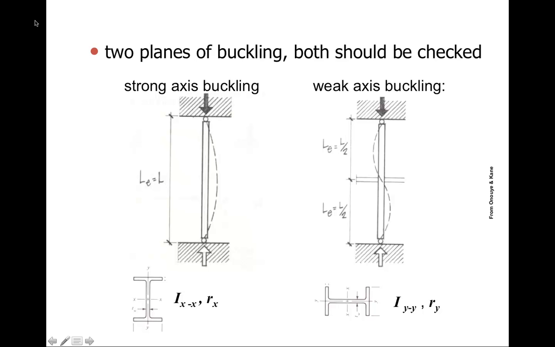We have two planes of buckling, and both should be checked: the strong axis buckling and the weak axis buckling. This shows examples with the I-beam, and again it's more likely to buckle in these terms right here. For the strong axis, we could probably use the whole length, so we're not as likely to be worried about buckling along that axis. But with the weak axis, we have to support it along the weak axis in the center of the column length.